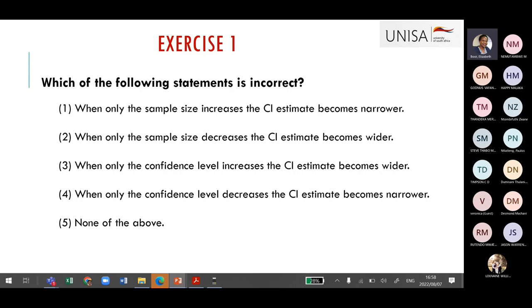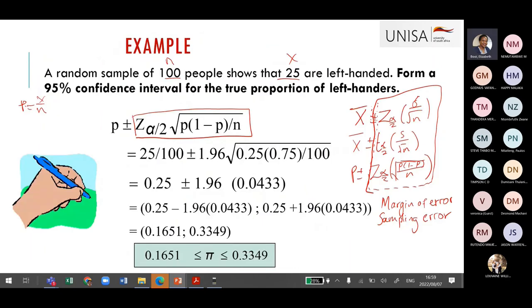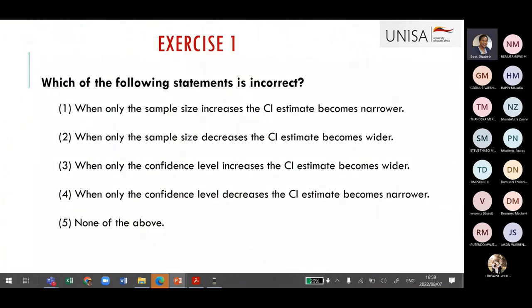Which of the following statements is incorrect? Here they're talking about when we increase the sample size, what happens to the confidence interval. In order for you to answer this question, you should have already calculated some confidence intervals before. So you can use any of the examples that you have. For example, my sample size here is 100. If I increase this to 150, what happens to this interval? Does it become bigger? Does it become smaller? If I decrease it to 50, what happens to this interval? That's what they are talking about here with this question. Does your confidence estimate become narrower or wider?